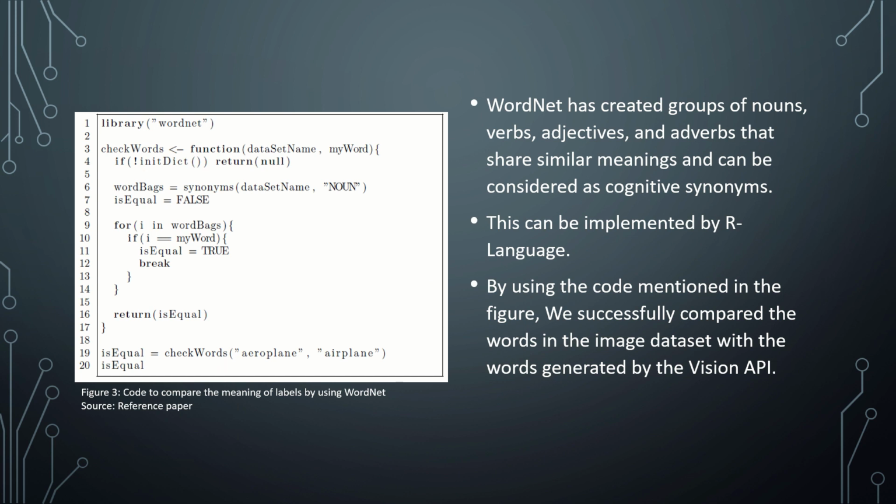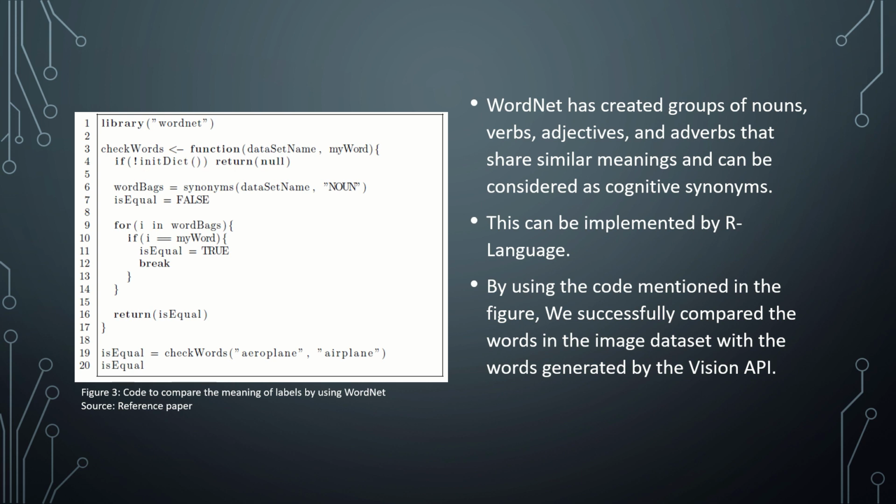So this is the code which is used for interfacing WordNet with Google Cloud Vision API. WordNet has a defined set of cognitive synonym sets for nouns, verbs, adjectives, and adverbs. Their synonyms are helpful to match the labels from the image dataset and from the Cloud Vision API, and this can be implemented by using the R language.